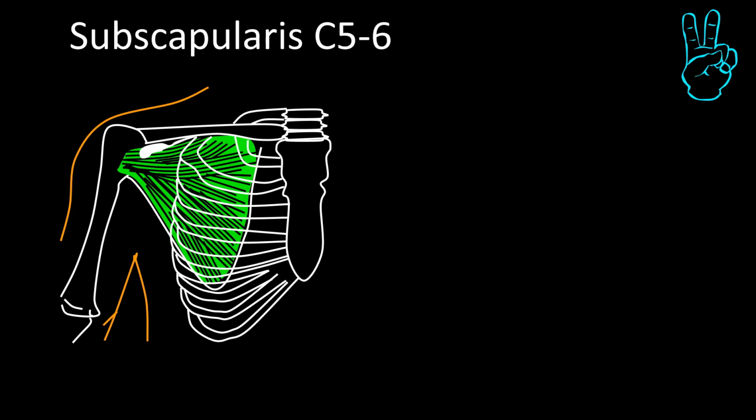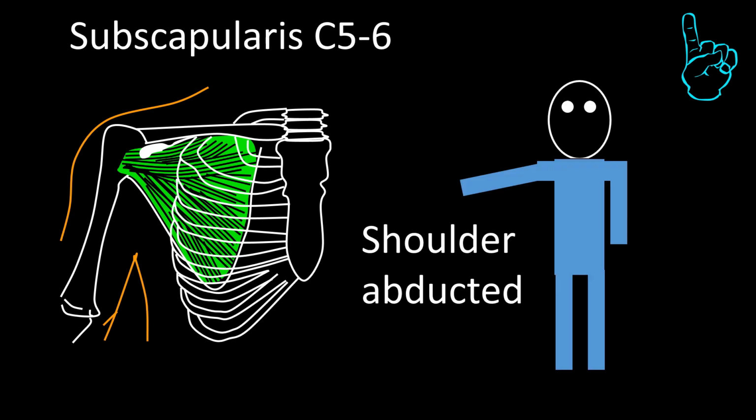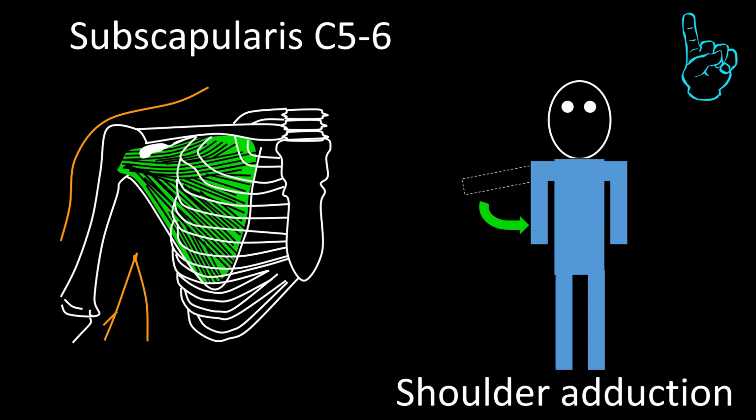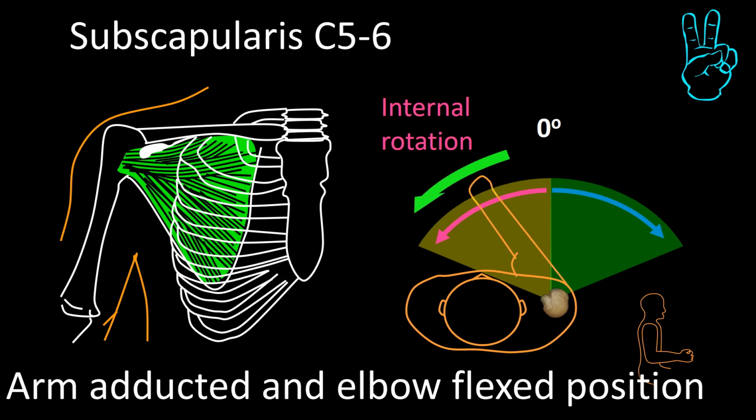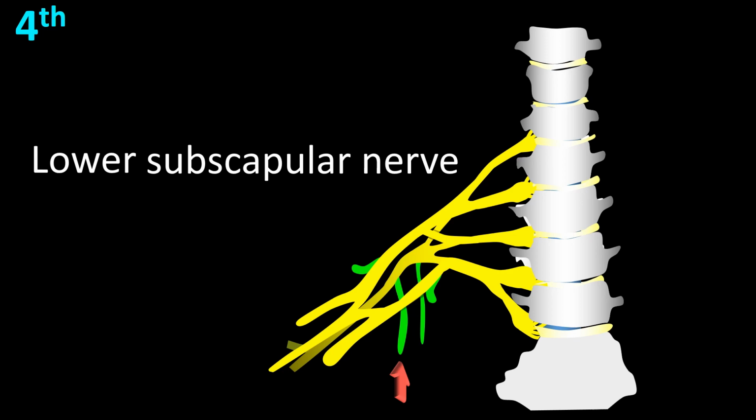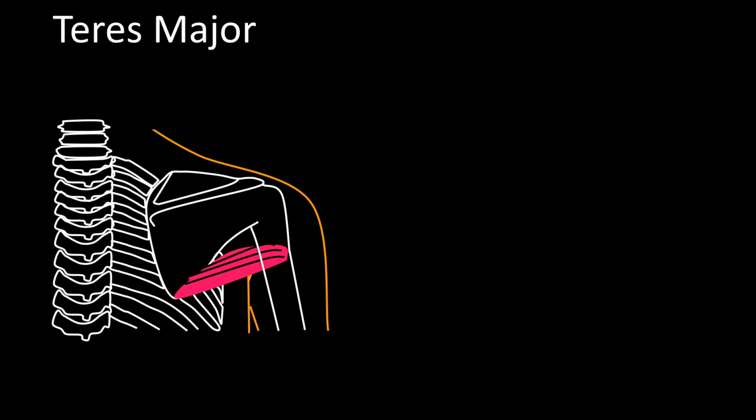This muscle has two actions. The first action, from the shoulder abduction position, produces shoulder adduction. The second action, from arm abducted, elbow flexed, and arm forward position, is internal rotation of the shoulder. In addition to contributing to the innervation of the subscapularis muscle, the lower subscapular nerve also supplies the teres major.